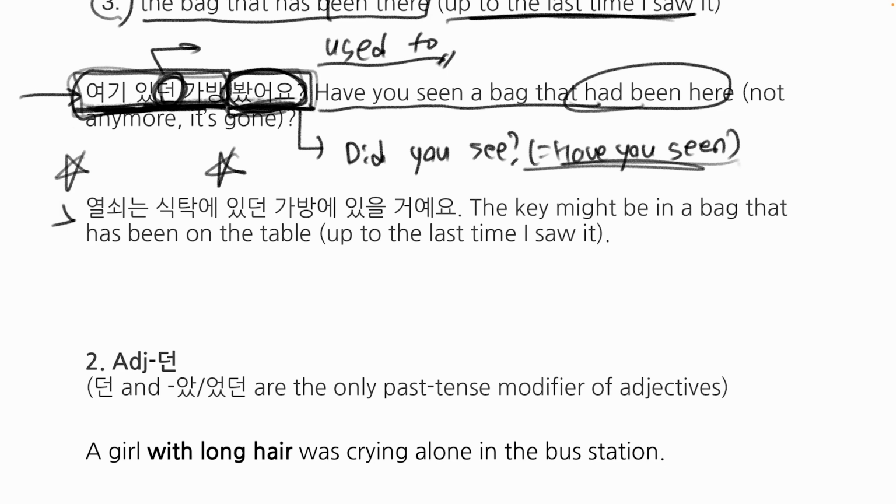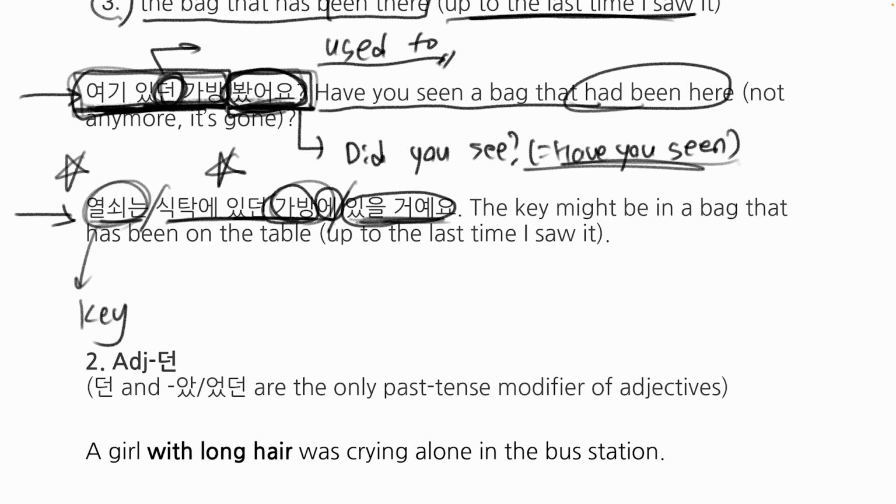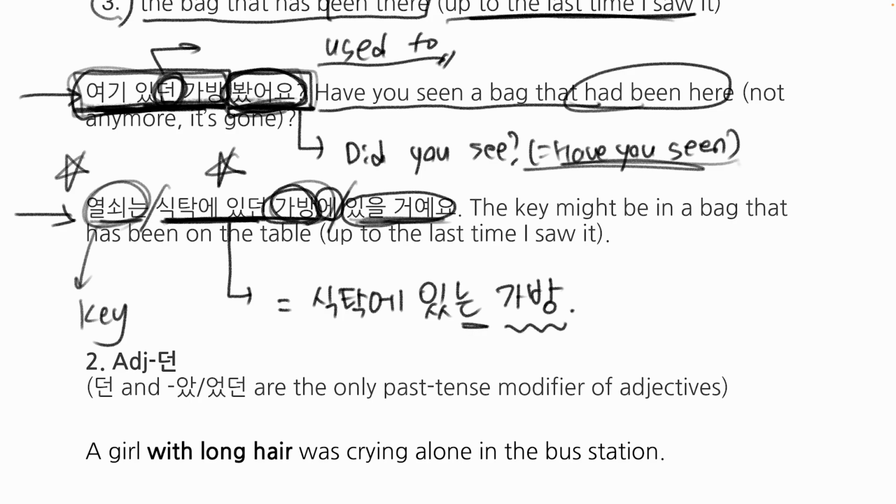And the next one, 열쇠는 식탁에 있던 가방에 있을 거예요. 열쇠 means key, will be in the bag that 식탁에 있다. 식탁에 있던. So this can be replaced with 식탁에 있는 가방. If you're certain that 가방 is still on the table, or if you're now seeing that the bag is on the table, so you're certain, then you can use 식탁에 있는 가방.